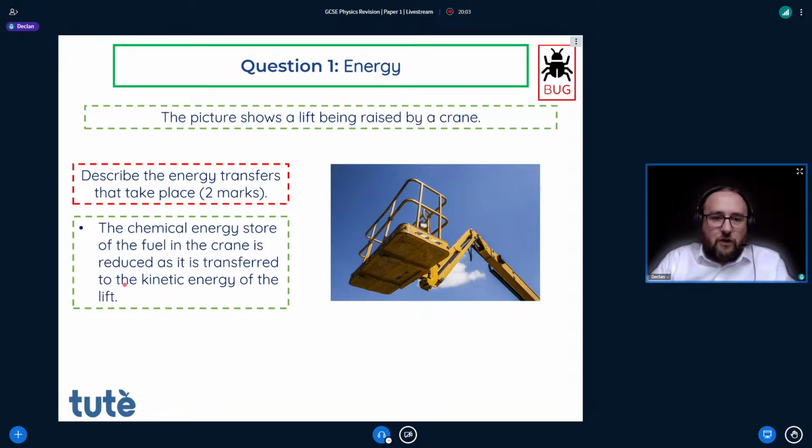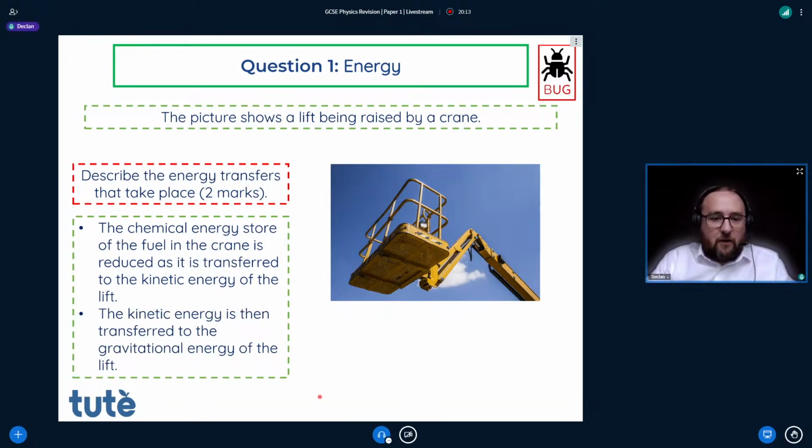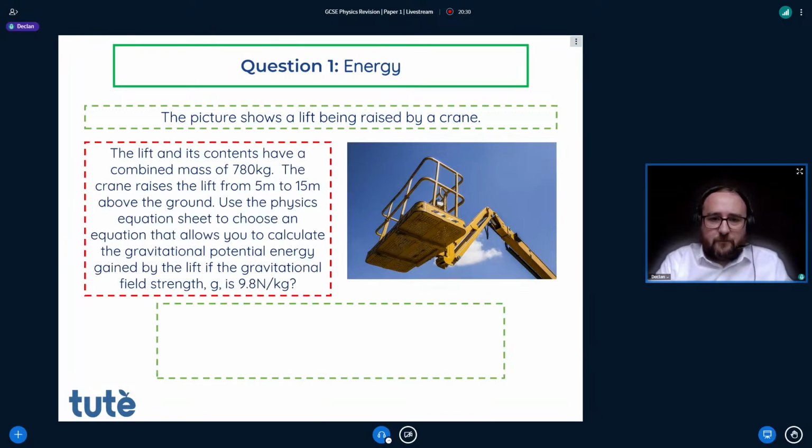Make sure you're mentioning that it's being reduced, because we know that one's going down and the kinetic energy is increasing. Then our next energy transfer was turning that kinetic energy into gravitational potential energy. So the kinetic energy is then transferred to the gravitational energy of the lift. We've made our 2 points for our 2 marks. Make sure you're making enough points for your marks. So we've used our BUG strategy to help us there.